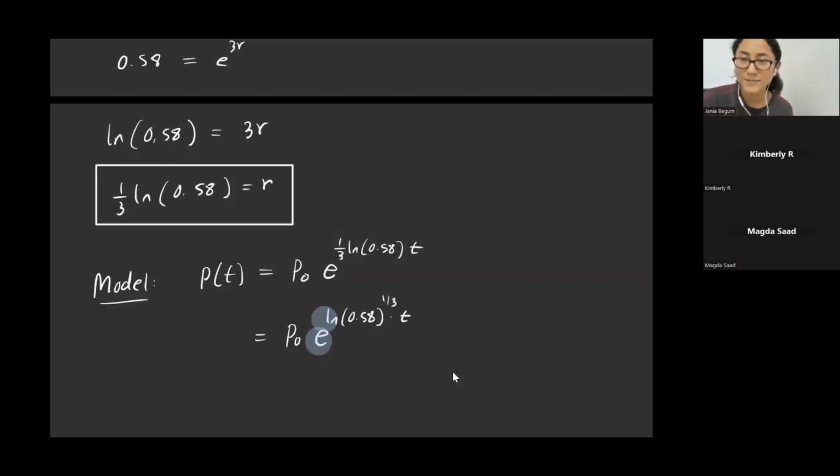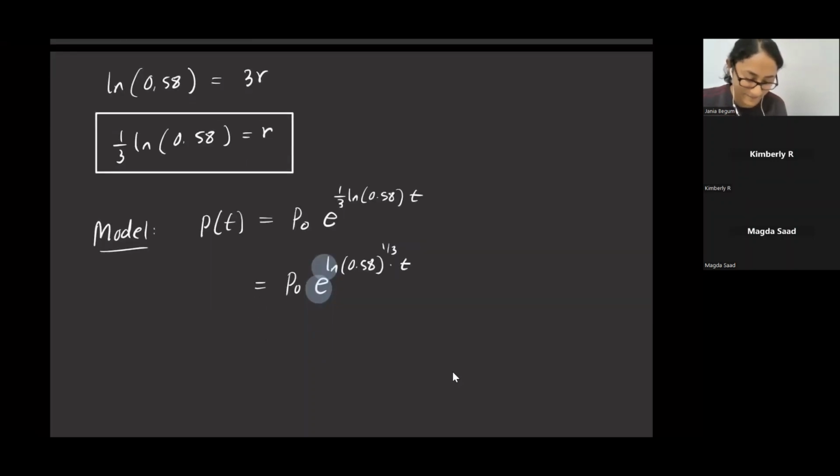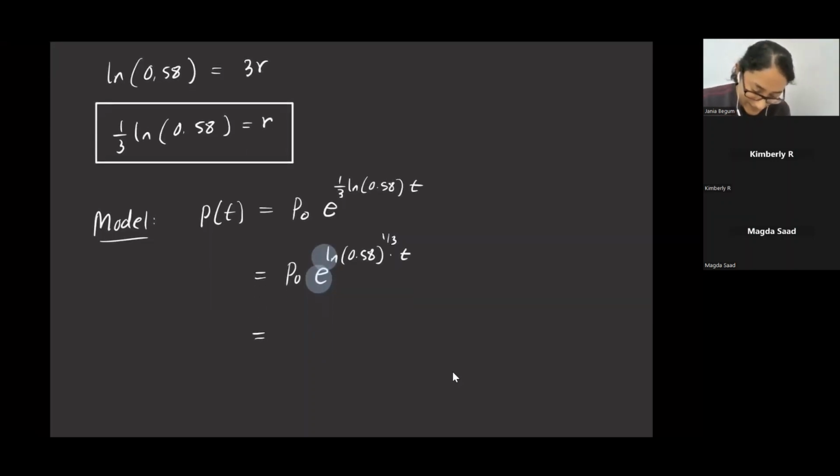You remember that, Kimberly? Yeah, we did that, right? Mhm. So now I can cancel them. So I have P naught times 0.58 to the power t/3, because 1/3 times t will be t/3. So that's your model. Now using this model, we can answer the question.